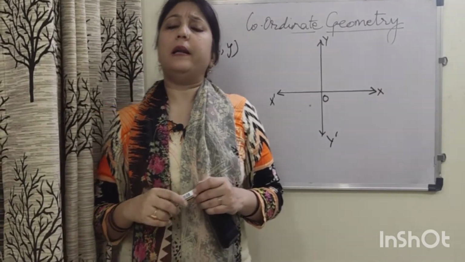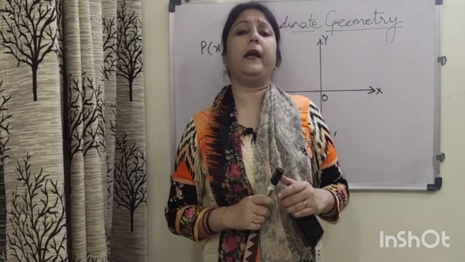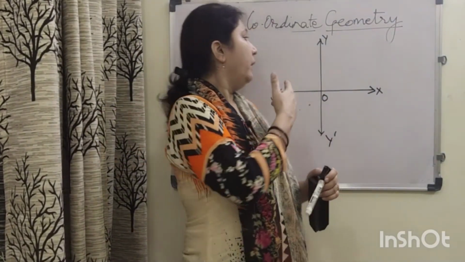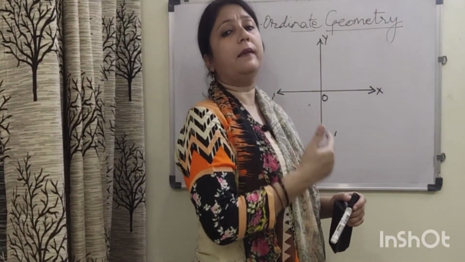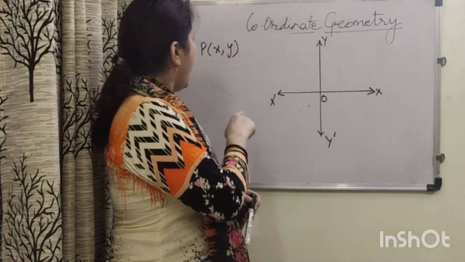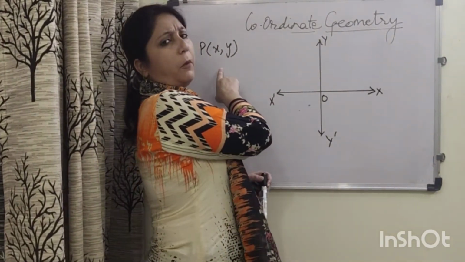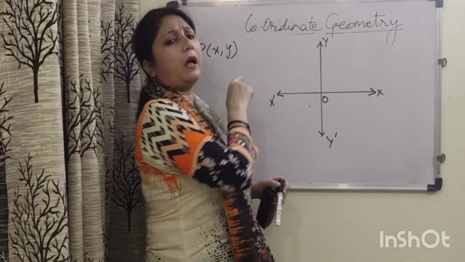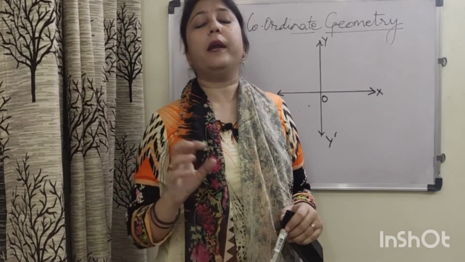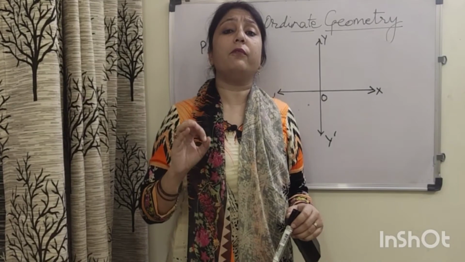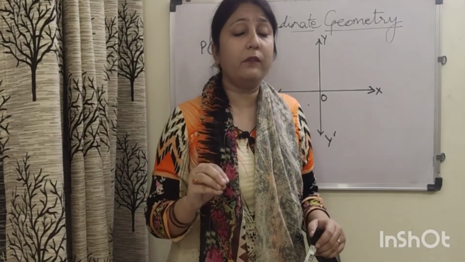Children, now I'll tell you how to locate the point on this Cartesian plane or rectangular axis system. I have taken a random general point P whose coordinates are x, y. We have to locate. Now you have to learn what is x, what is y.